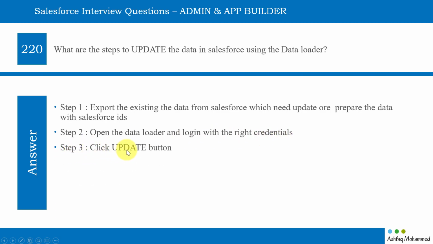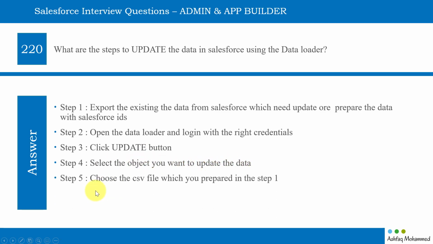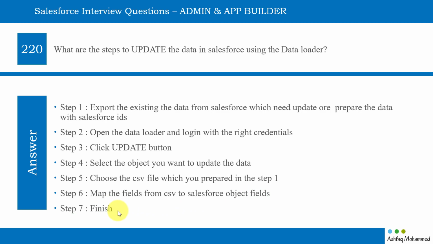Click the update button, then select the object you want to update the data for. Choose the CSV file which you prepared in step 1. Then map the fields from the CSV to the Salesforce object fields, and click on finish. It will update the records in Salesforce.